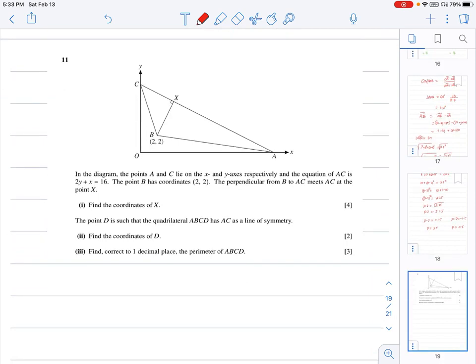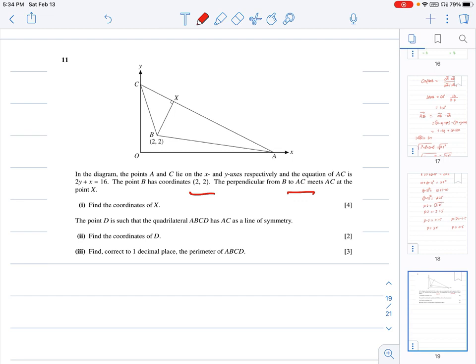Finally, question number 11. In the diagram, A and C lie on the x-axis and y-axis. The equation of AC is given. The coordinates of B are (2, 2). The perpendicular from B to AC meets AC at X. Find the coordinates of X.